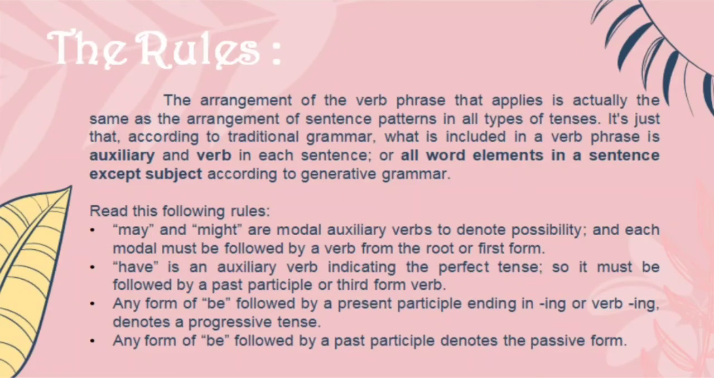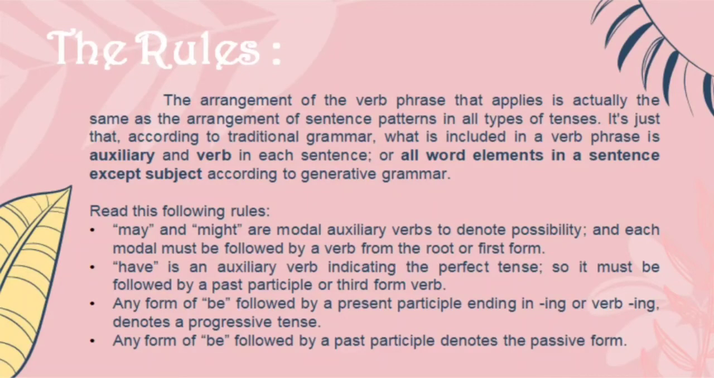The arrangement of the verb phrase that applies is actually the same as the arrangement of sentence patterns in all types of tenses. It's just that, according to traditional grammar, what is included in a verb phrase is auxiliary and verb in each sentence, or all word elements in a sentence except the subject according to generative grammar. With these following rules.